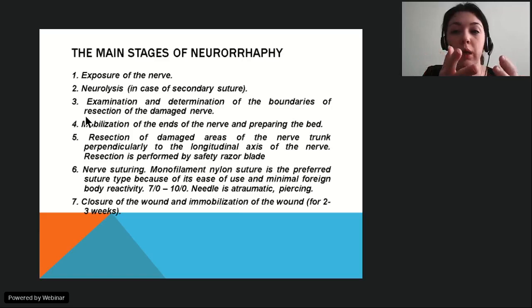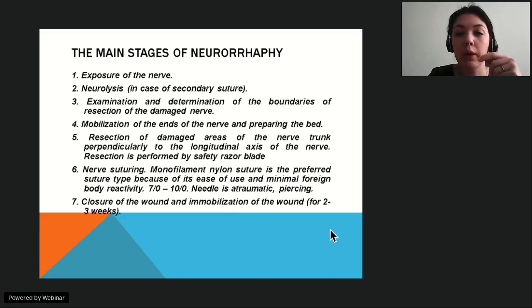When we want the suture not to cause any additional trauma, we use monofilament suture. In case of neurorrhaphy, certainly it's very important. But we have to remember that knots are not very secure. That's why we have to tie many knots. And 7-0 to 10-0 is the size of the thread, and the needle should be atraumatic and piercing. Then the seventh point is closure of the wound and immobilization of the wound for 2 or 3 weeks. Why do we need this immobilization?